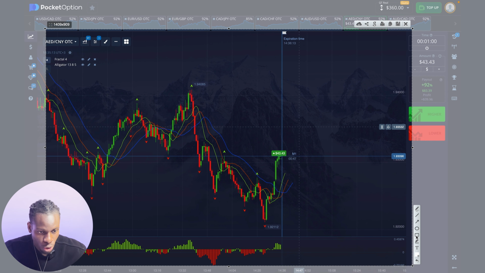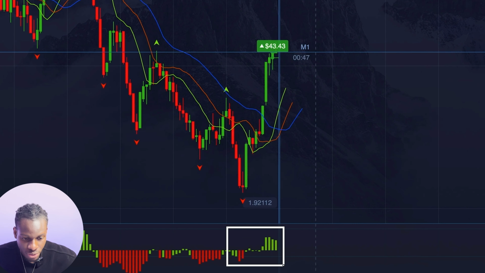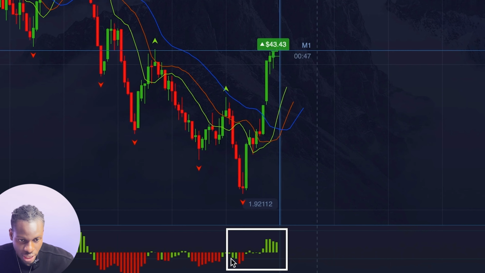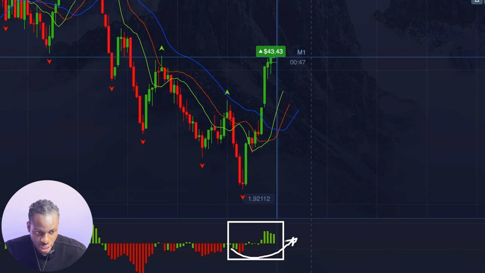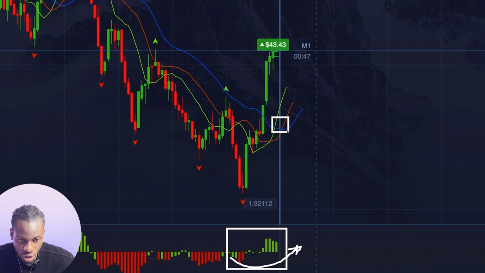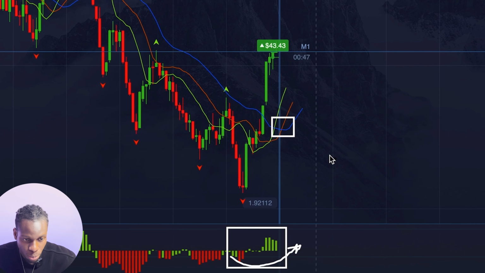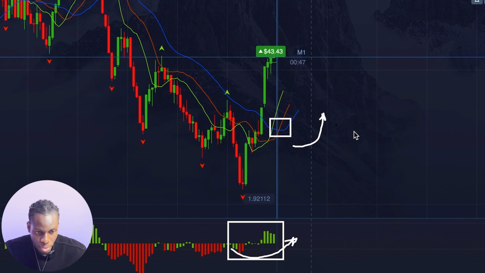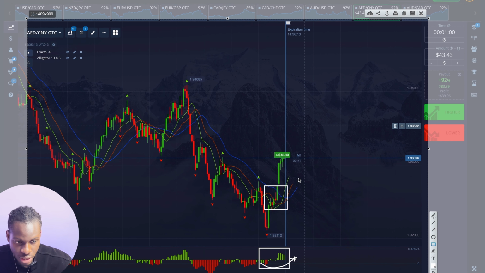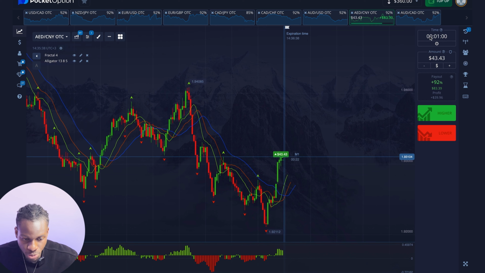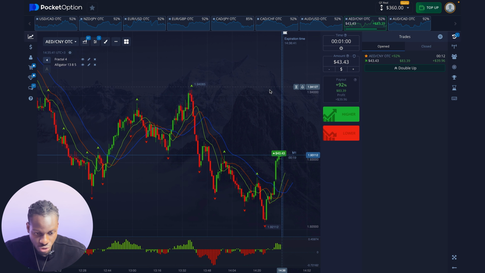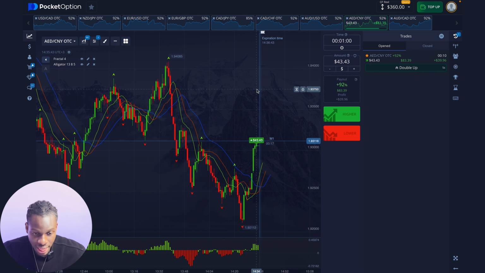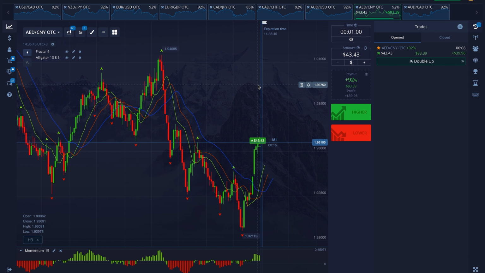The histogram is also indicating that, as you can see, the color has changed and the volume direction has also changed. The moving averages have also crossed, which is indicating an upward trend. They've crossed from top to bottom, and the price has crossed all three of the moving average lines. So this is what pushed me to enter this trade for long, guys. Let's see how this one closes.